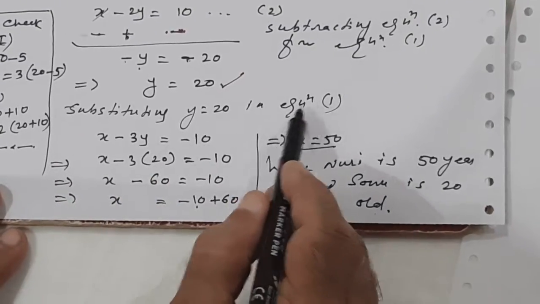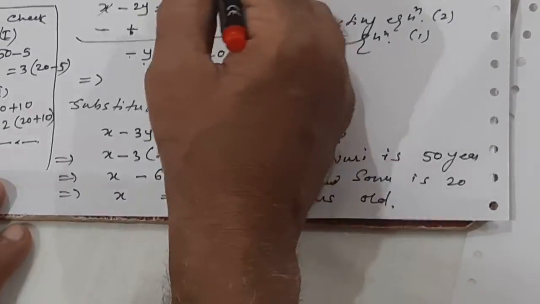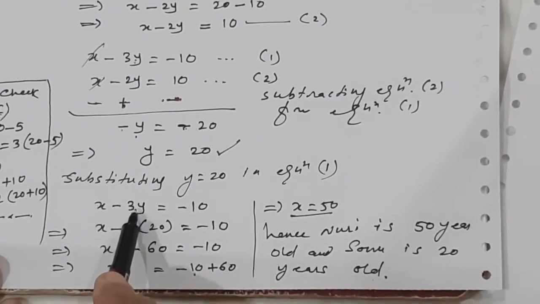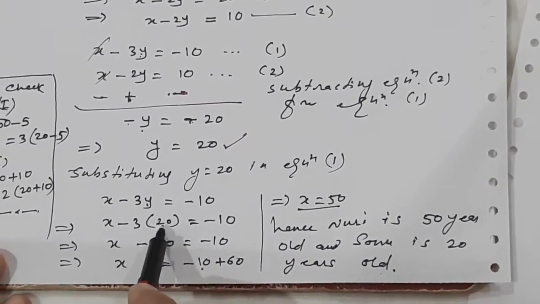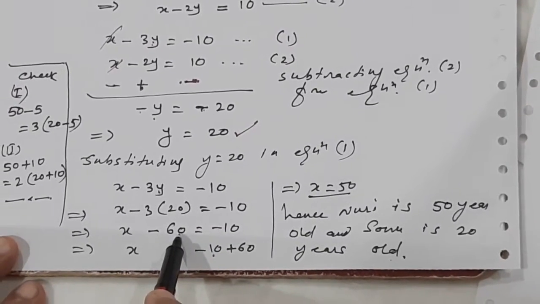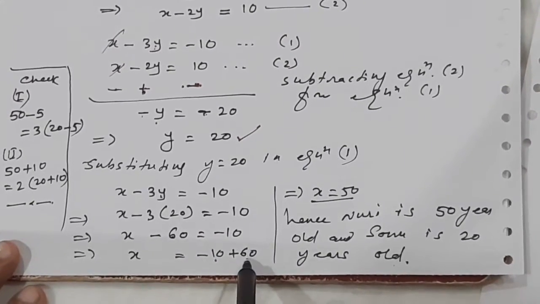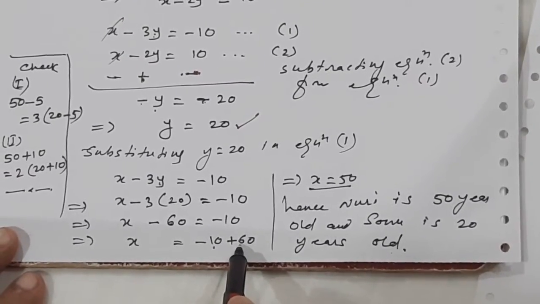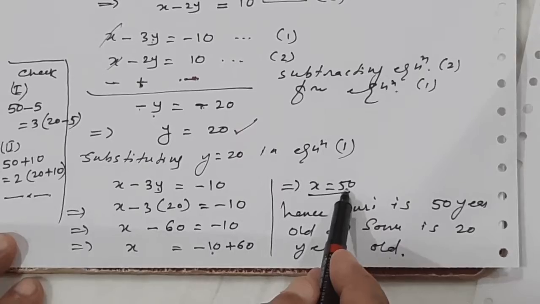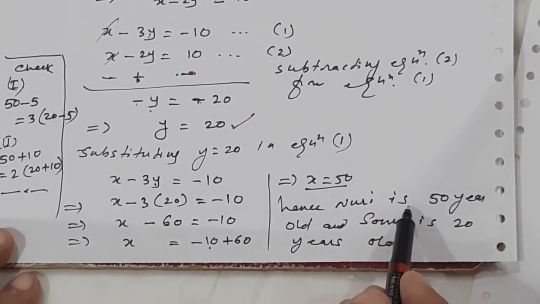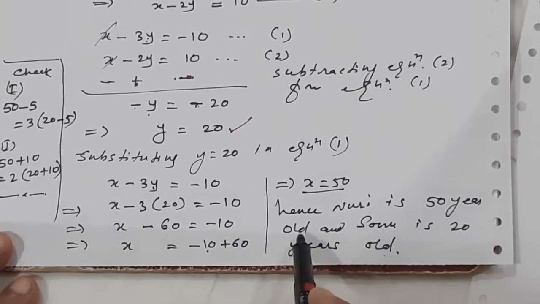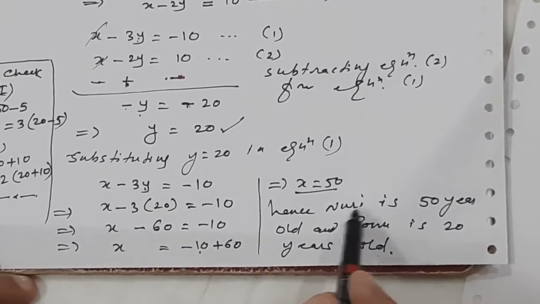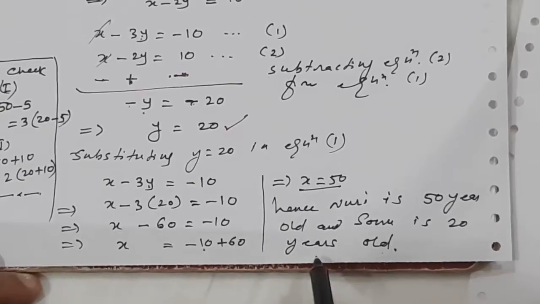Substituting Y is equal to 20 in equation 1. Let us take equation 1. X minus 3Y is equal to minus 10. So Y value is 20. Minus 3 into 20, minus 60. So minus 60 goes to the right hand side, that becomes plus 60. So minus 10 plus 60 becomes 50. Hence Noori is 50 years old. How old are they? So that is the answer. Noori is 50 years and Sonu is 20 years.